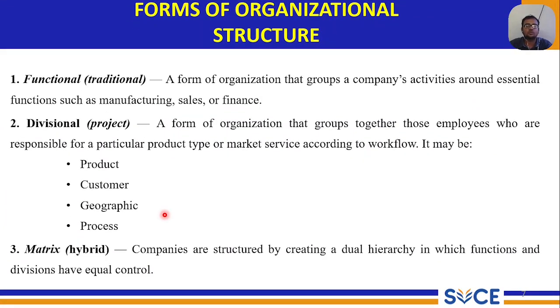The various forms of organization structure. The first one is your traditional organization structure, which we also call the functional mode. These are the functions which are necessary and which drive the entire organization. For example, the manufacturing segment, the sales segment and the finance segment. They are imperative to be a part of the organization. The second category is your project, also called the divisional structure, where you categorize the people as well as the resources within the organization depending upon the product, the customer, the geography, also called the territory, or the process. The third category of organization structure is your hybrid structure. We also call it the matrix structure, where there is a dual hierarchy in which both the functions as well as the divisions have equal control.